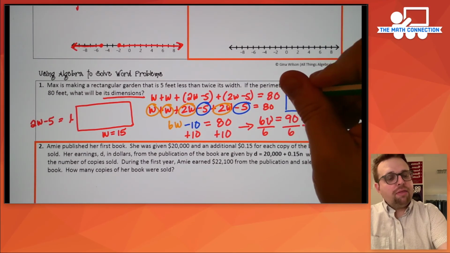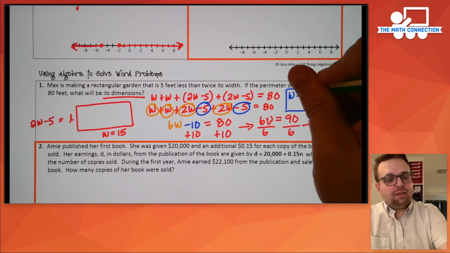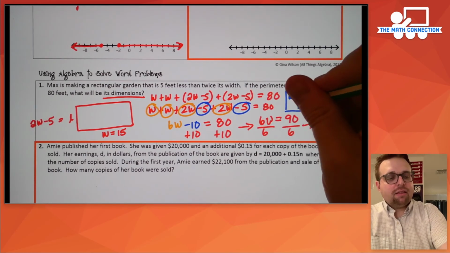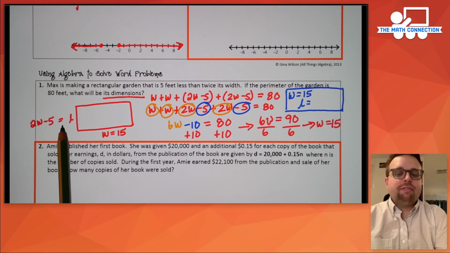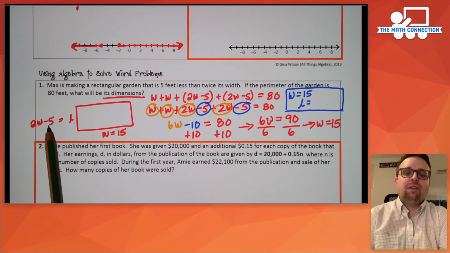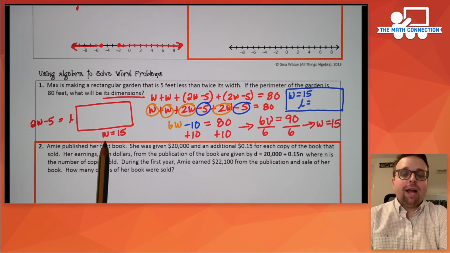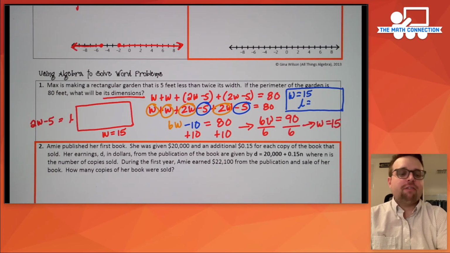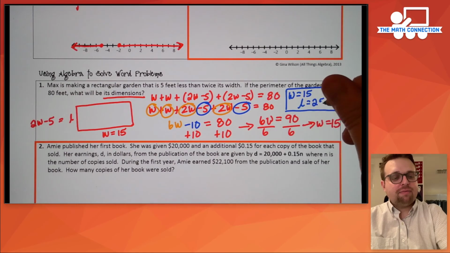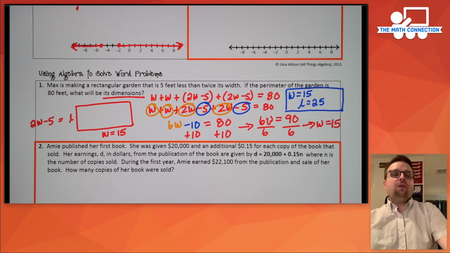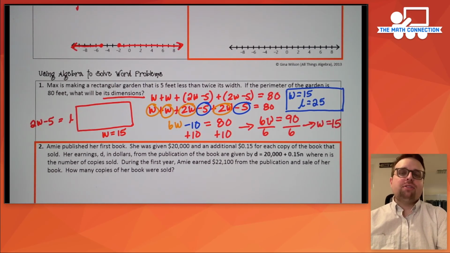The width is 15, and then the length, remember the formula to find the length is twice the width, and then you take away 5. So twice the width, okay, is 15 times 2, which is 30, and then you take away 5 from that, which is 25, okay?